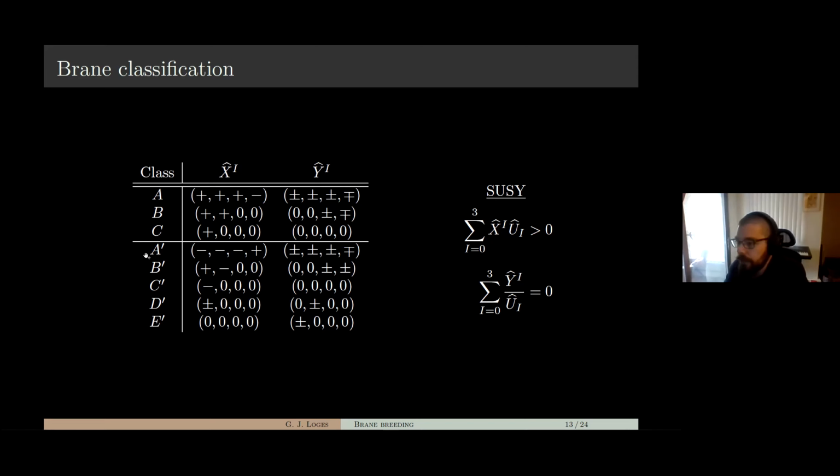There's also some natural maps which take you from these undesirable branes to those that are healthy and should appear in consistent models. For example, if you take this A prime type and flip the signs of all the winding numbers, that will land you at a type A brane. So there are natural maps that take you from the ABC prime to the ABC. These ones are a bit of an oddball that we can't get rid of immediately.